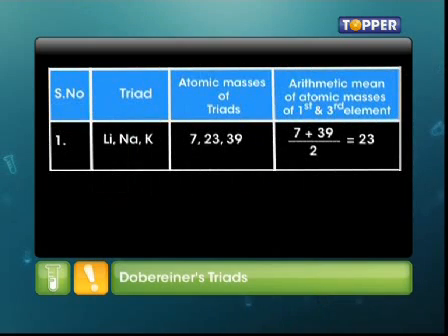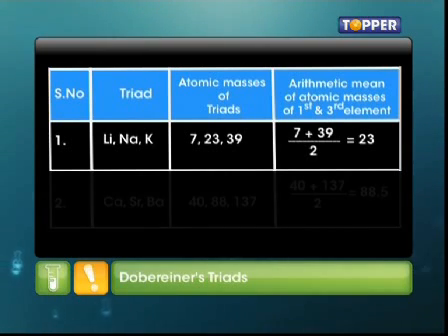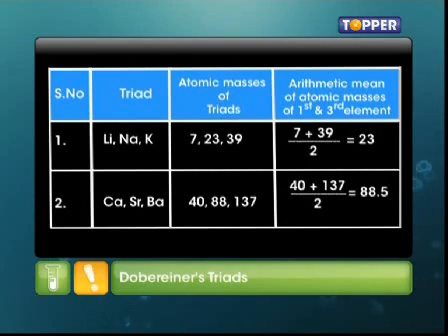For example, the average atomic mass of lithium and potassium was close to the atomic mass of sodium. A similar pattern was found with calcium, strontium, and barium. Eventually, this law of triads was given up as it was impossible to arrange all known elements into this format.